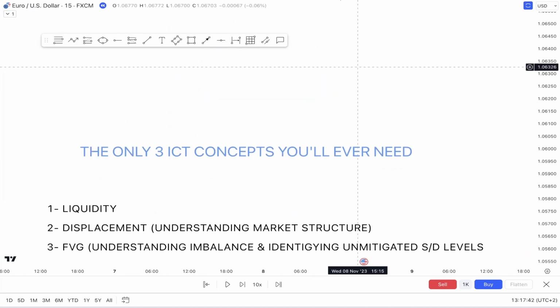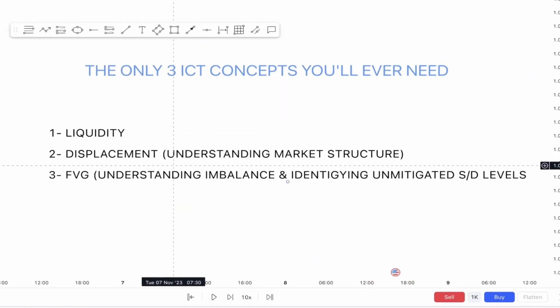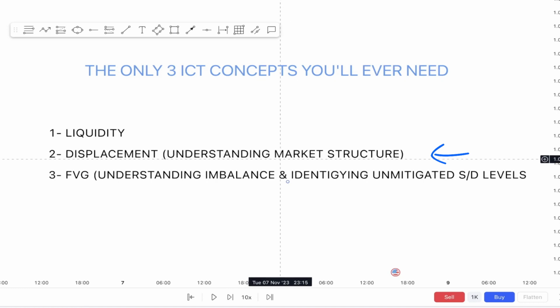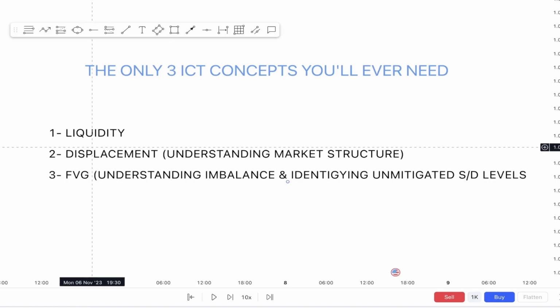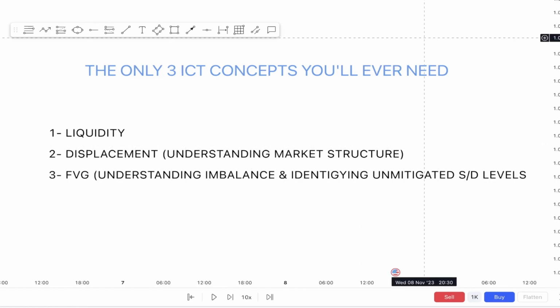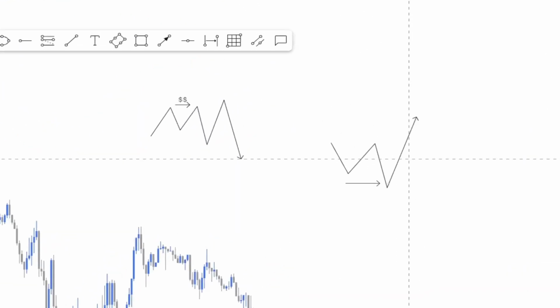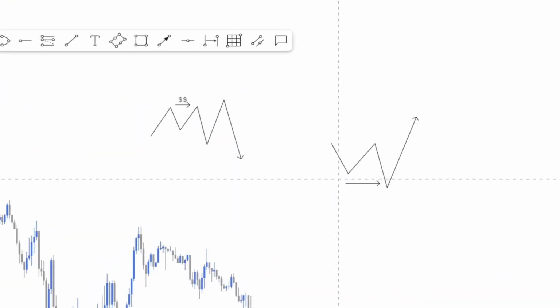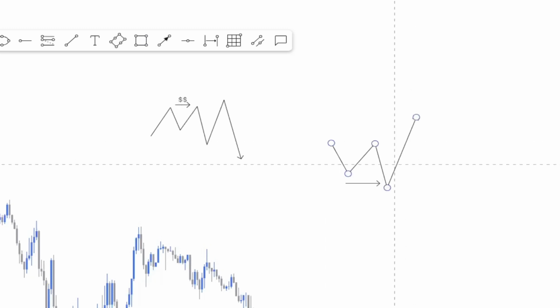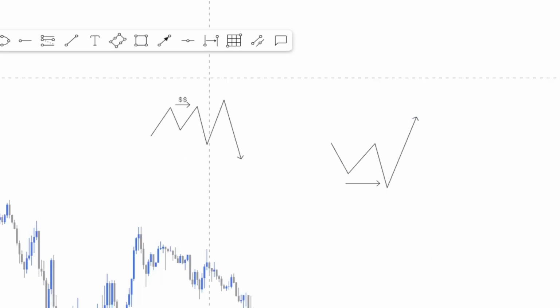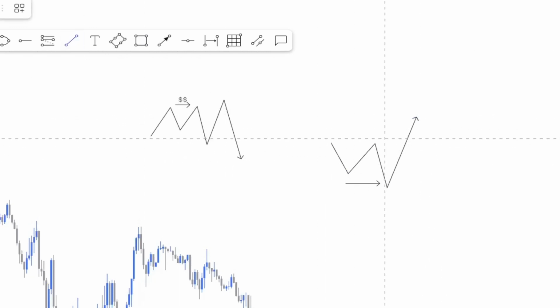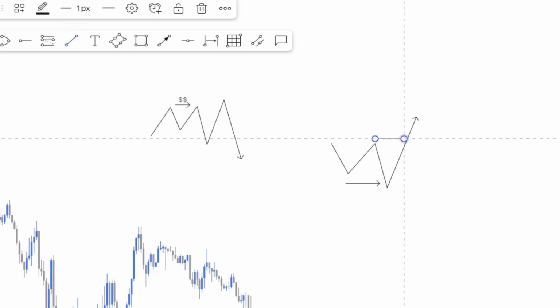Next up, the second step is displacement, understanding market structure. Understanding breaks of structure to the up or to the downside. That's pretty much what this displacement means. So basically the next step after we identified the liquidity sweep is to identify the displacement to the upside or to the downside. In this case, we have a displacement to the upside.